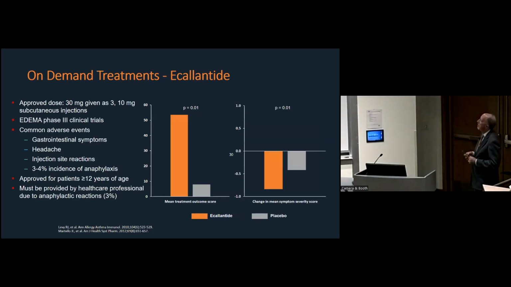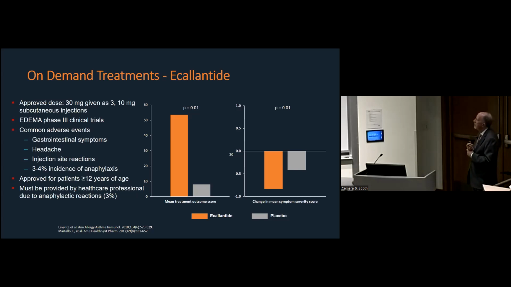This is the data on ecallantide. Again, it's a subcutaneous dosage. This is data from their phase 3 EDEMA trials. You can see in these two bar graphs, the orange is ecallantide, the gray is placebo, and these are different scales. The mean treatment outcome score, the higher it is, the better. The mean symptom severity score, the lower it is, the better. And you can see at 4 hours, both of those scores are significantly better than placebo.